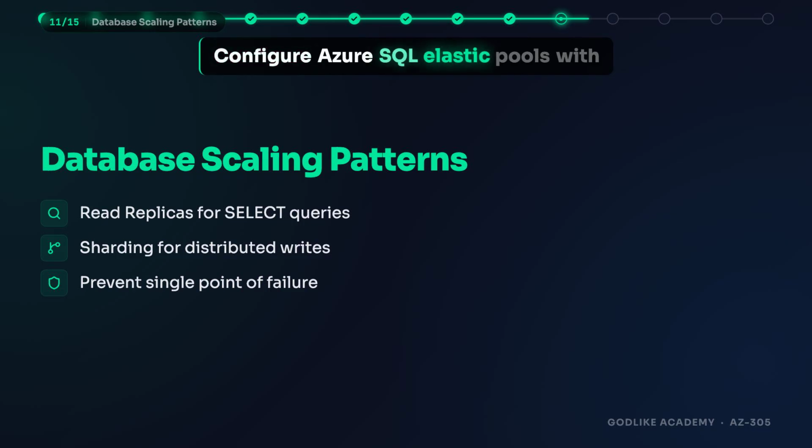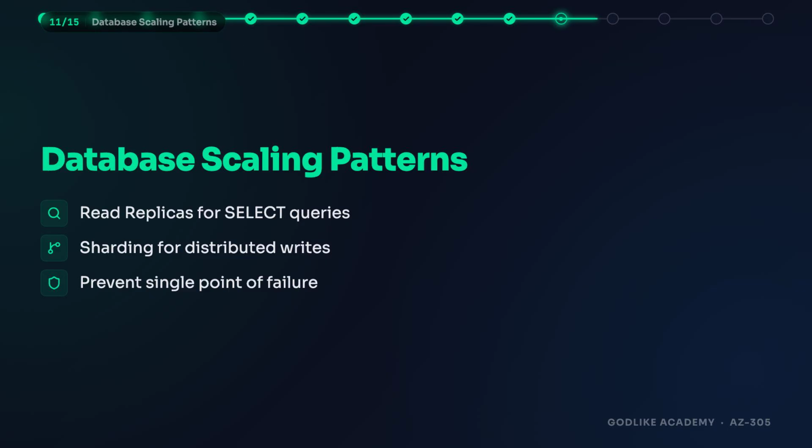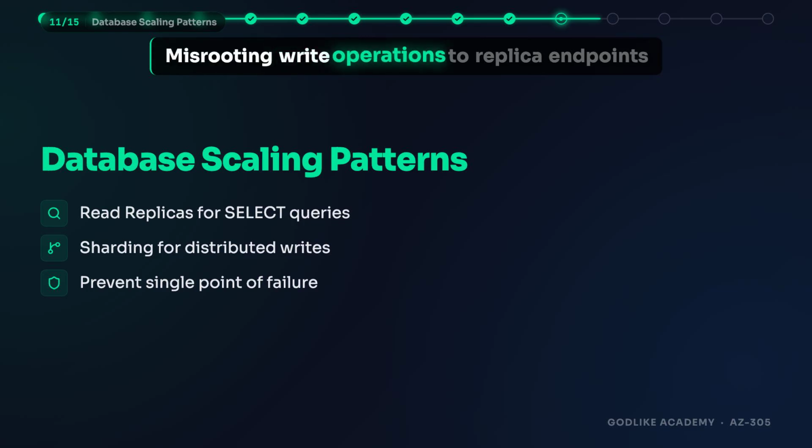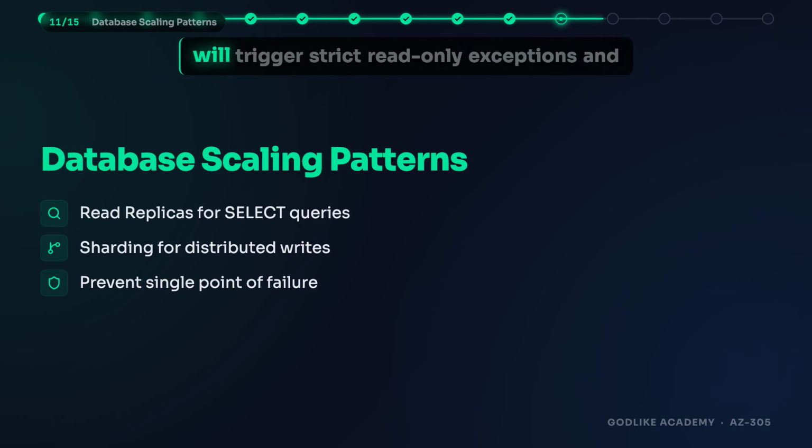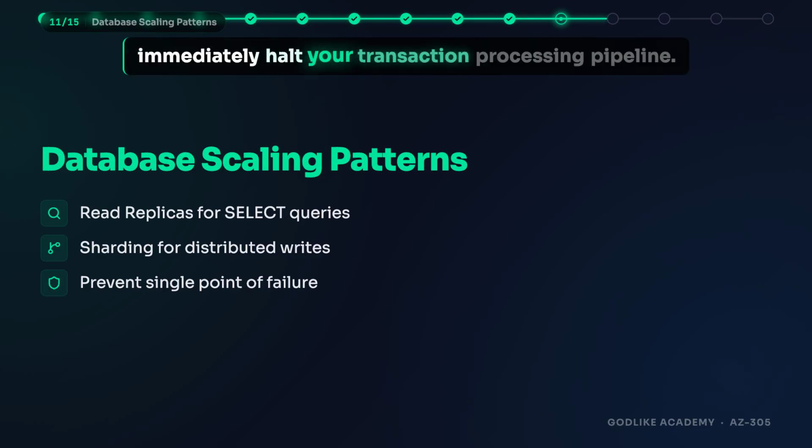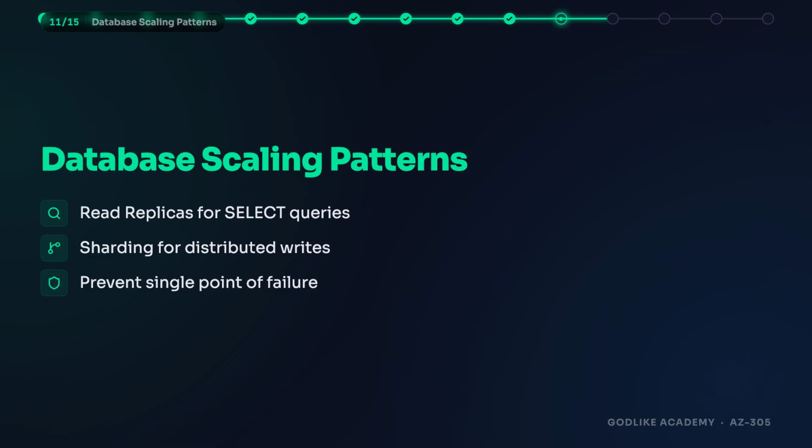Configure Azure SQL Elastic pools with exactly 3 managed instances per region to balance query distribution. Misrouting write operations to replica endpoints will trigger strict read-only exceptions and immediately halt your transaction processing pipeline.